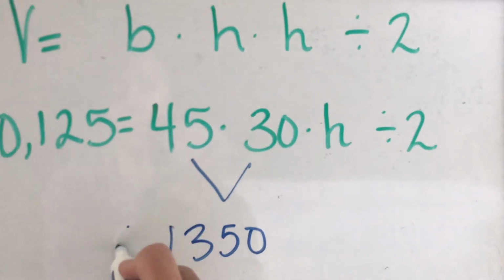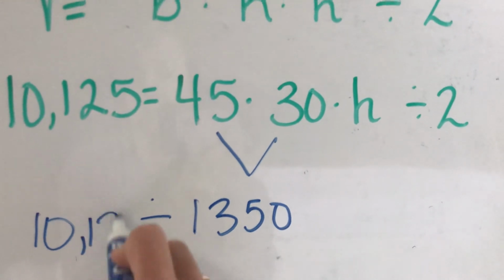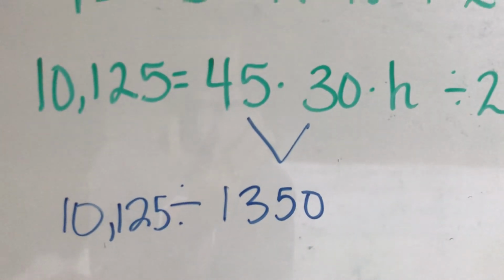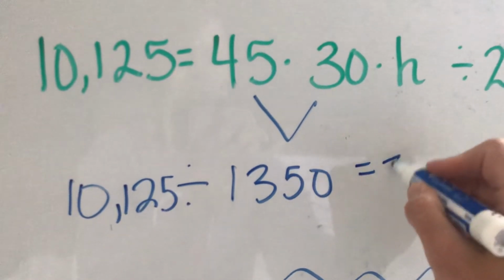All right. Now we have to work backwards to find this number. So we are now going to divide 10,125 divided by 1,350, and we are going to get 7.5.